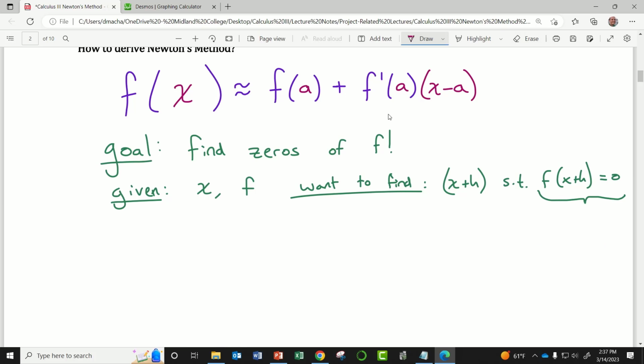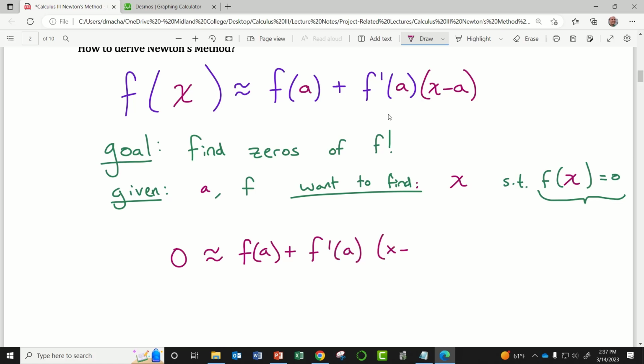And in this case, rearranging this equation and saying, well, if I'm given some starting point a, I'm given a function, and I want to find a value for x such that f of x is equal to 0, right? I'm trying to find the zeros of this function f. Then I'm just going to set f of x equal to 0. And then that way 0 is approximately the same thing as f of a plus f prime of a times x minus a.